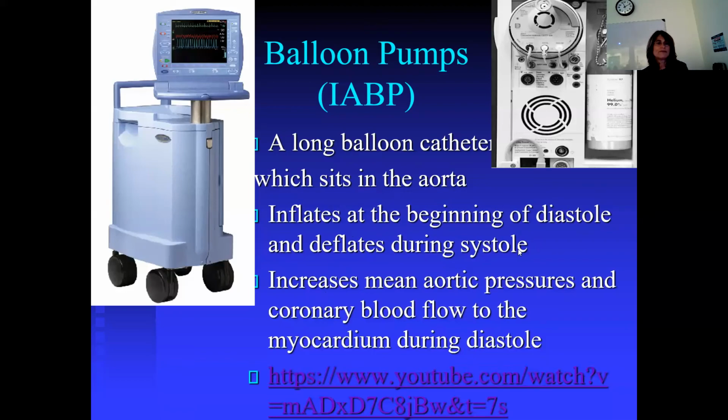All right, so the balloon pump inflates at the beginning of diastole. It deflates during systole. It will increase mean aortic pressure and coronary blood flow to the myocardium during diastole. So I'll let you click on this link when you're reviewing your notes so that you can see the balloon pump in action.